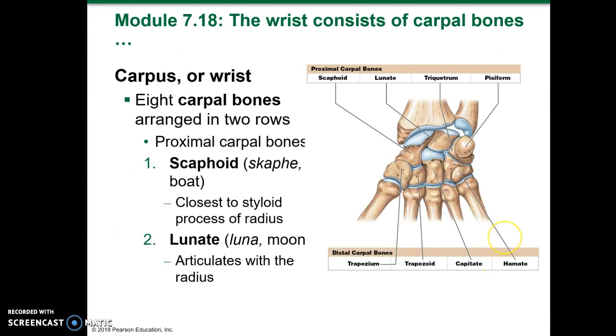If we move down to the wrist, also called the carpus, we have 8 carpal bones. They're arranged in 2 rows. I have not required you to memorize these, but I'll just go through them and name them. We have the scaphoid, the lunate, the triquetrum, the pisiform, the trapezium, the trapezoid, the capitate, and the hamate.